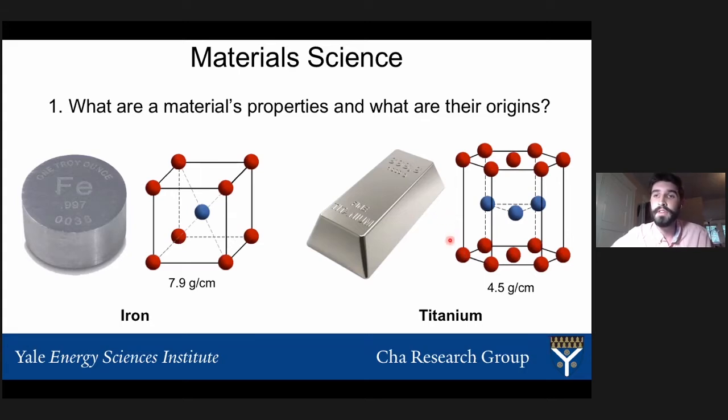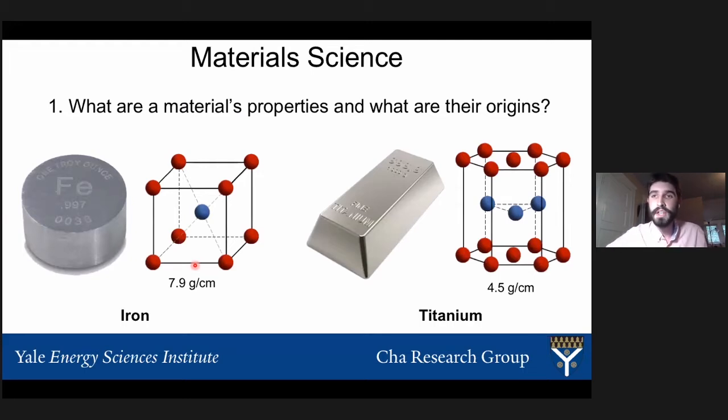And it turns out that the difference in how the atoms are arranged, coupled with the weights of the atoms, gives titanium a much lower density than iron. And that makes it much lighter. So this is kind of the chemistry and physics aspects of material science.